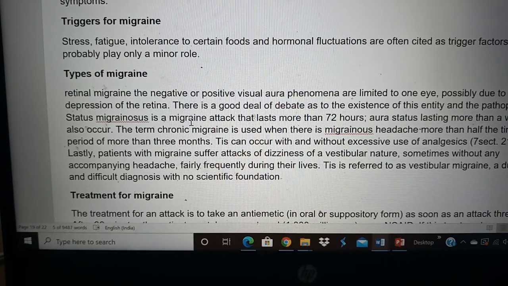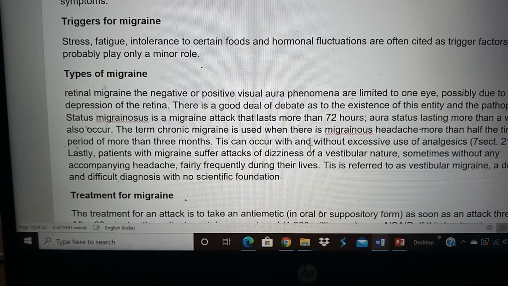Okay, so due to spreading depression of the retina, they may have retinal migraine. Just like status epilepticus and status asthmaticus, we have status migrainosus, where the migraine lasts for 72 hours. It's quite a long time. For 3 days the person will suffer from severe headache, and they can also have the aura period, the precursor to the migraine, that can last for more than a week.